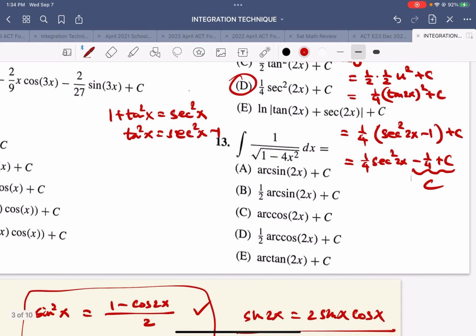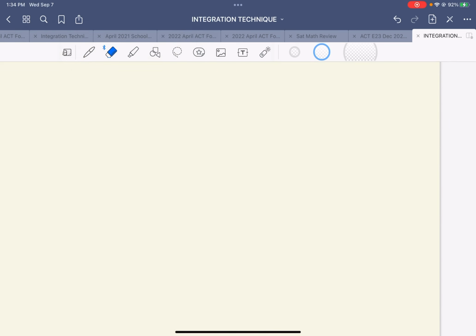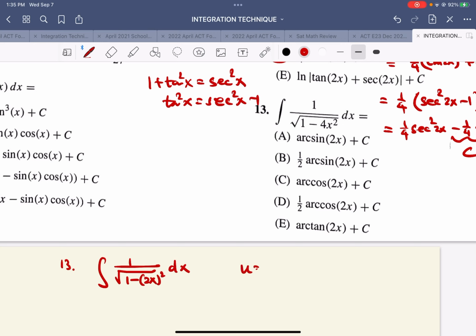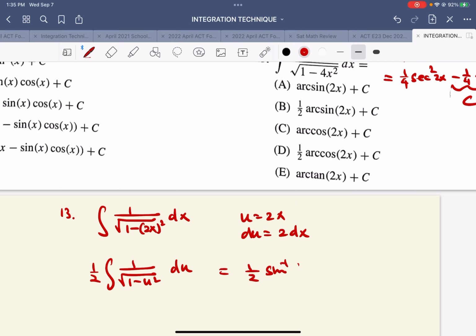So this one, I see that kind of inverse sine. Number 13: integral of 1 over root of 1 minus 2x squared dx. So let's say u equals 2x, then du is 2 dx. Then integral of 1 over square root of 1 minus u squared, and dx is 1/2 du. So that's 1/2 times the inverse sine of u. Okay, so that is the answer.